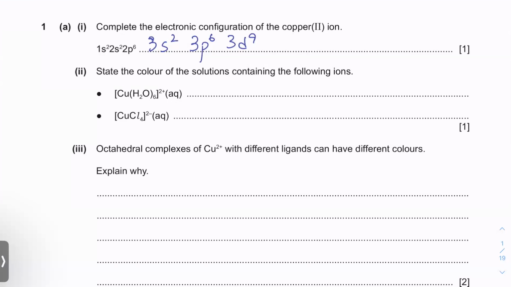Okay, next one, hexaaquacopper(II) complex. This is blue, but it's a good idea to write pale blue. Okay, not just blue. Even if you write only blue, you will get the marks. And its shape is octahedral.